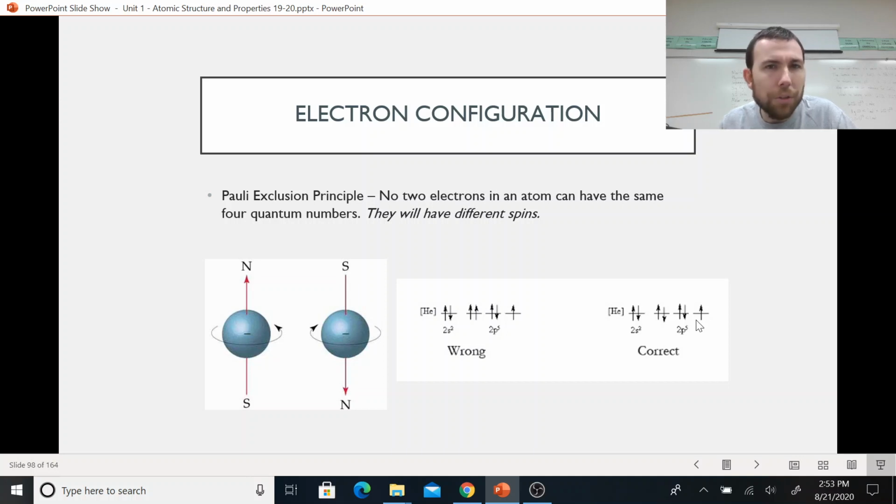And again, we've also adhered to Hund's rule, which we saw previously, where we've maximized the same number of spins. We've got 1, 2, 3 up spins and 1, 2 down spins, right? And so we've got Hund's rule that we need to consider when we're looking at orbital diagrams. We have the Pauli exclusion principle that we need to consider when writing orbital diagrams.